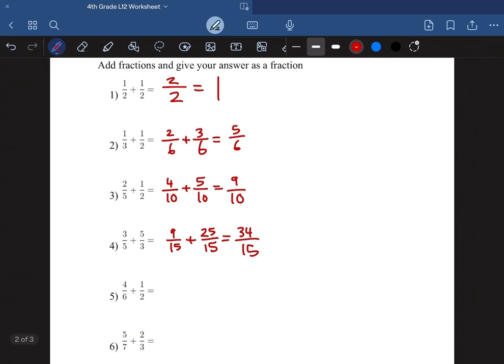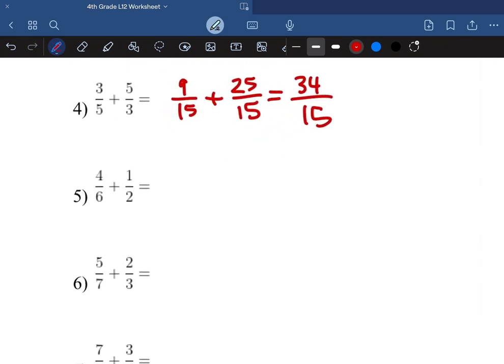not a mixed number. Number 5, 4 over 6 plus 1 over 2. So we're going to turn 1 over 2 into 3 over 6. 4 plus 3 is 7. So the answer is 7 over 6.